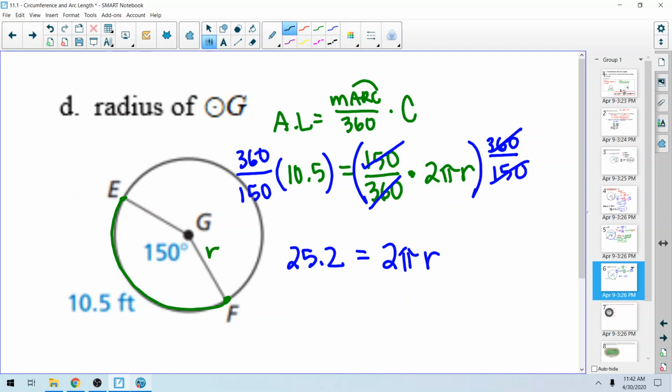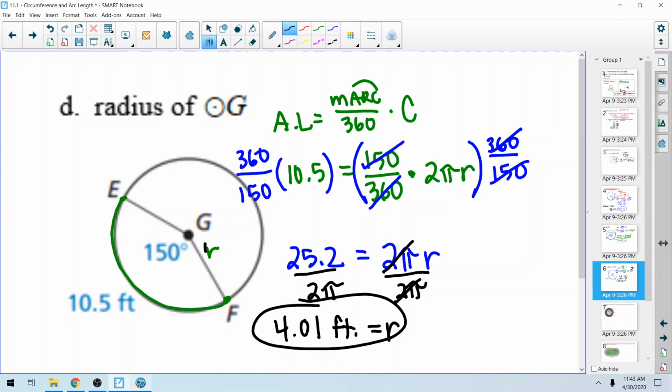Now, solving for r, you're going to divide by 2 pi, you're going to divide by 2 pi, those are going to cancel, you're going to get your radius, and then in your calculator, you're going to take 25.2 divided by 2 pi. Control Enter, 4.01. And we're talking about feet. So your radius is 4.01 feet.